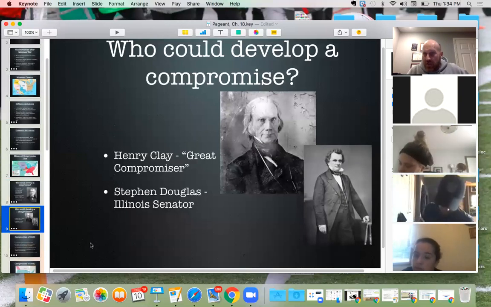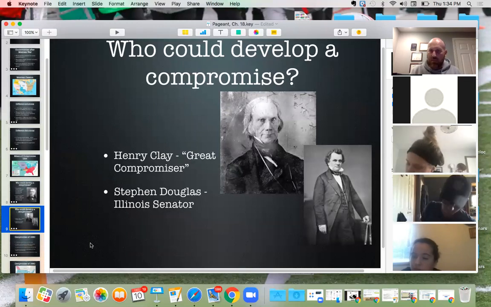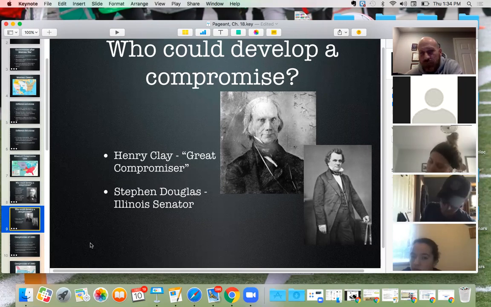The key issue, the key people who lead on this compromise, though, aren't necessarily the presidents, it's the people of Congress, okay? And one of those is Henry Clay, who I mentioned the other day. Now, Henry Clay is considered by many to be the most significant congressman in history. He was a member of the House of Representatives and then a senator from Kentucky.